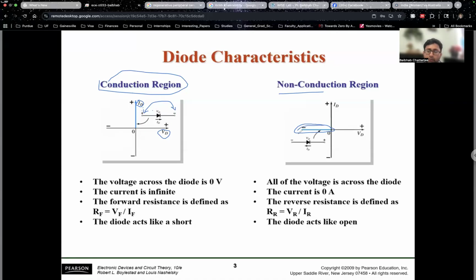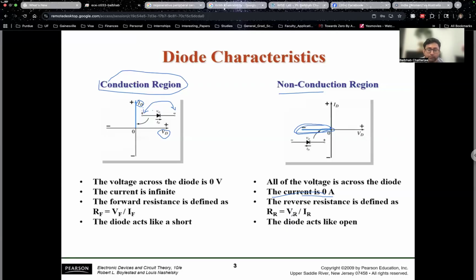So when VD is negative, ideally the current through the diode should be zero. You should see only zero current, and nothing else in this case. All the current is zero ampere, and all the voltage drop is happening across the diode. You are applying a voltage across the diode, so of course there has to be a voltage drop, as you know from KVL, a circuit component that accommodates that voltage drop. What is the circuit component here? It's just the diode. So all the voltage drop is across the diode, but the current is 0 ampere.